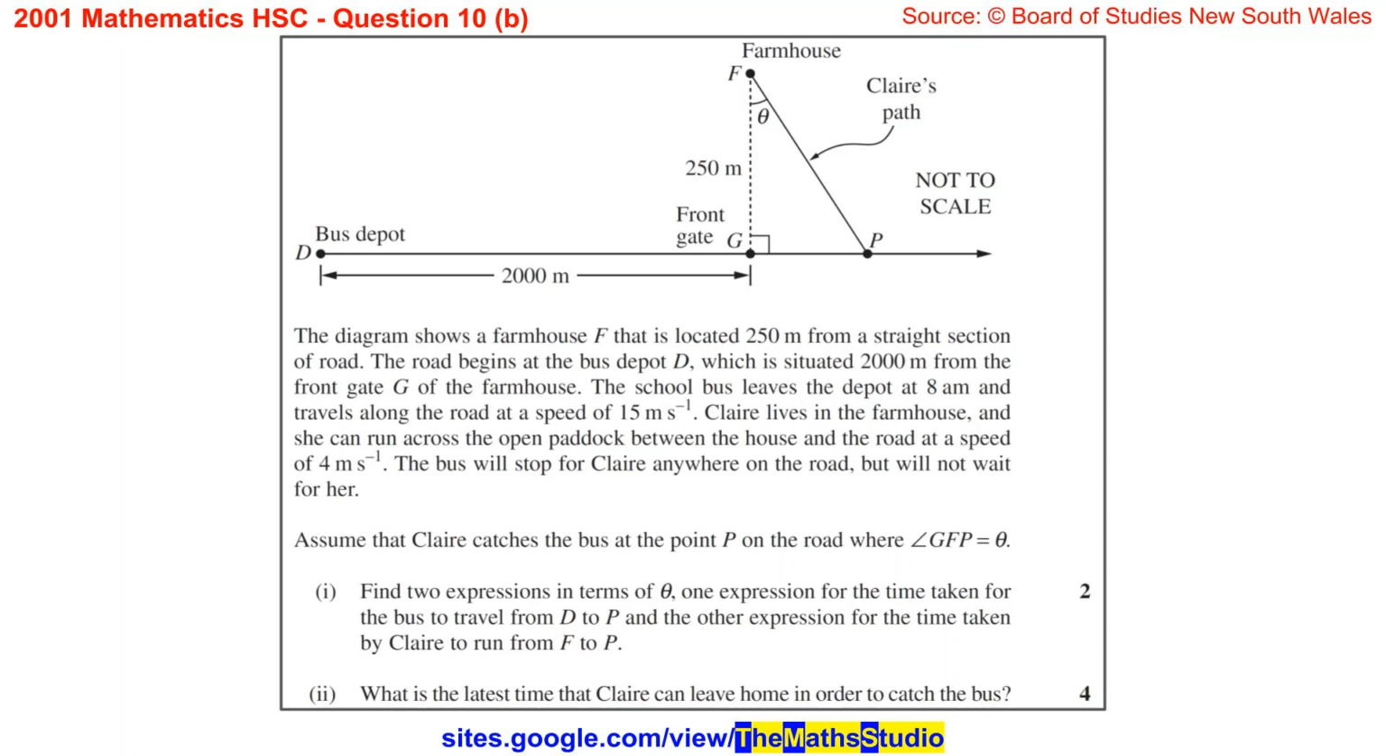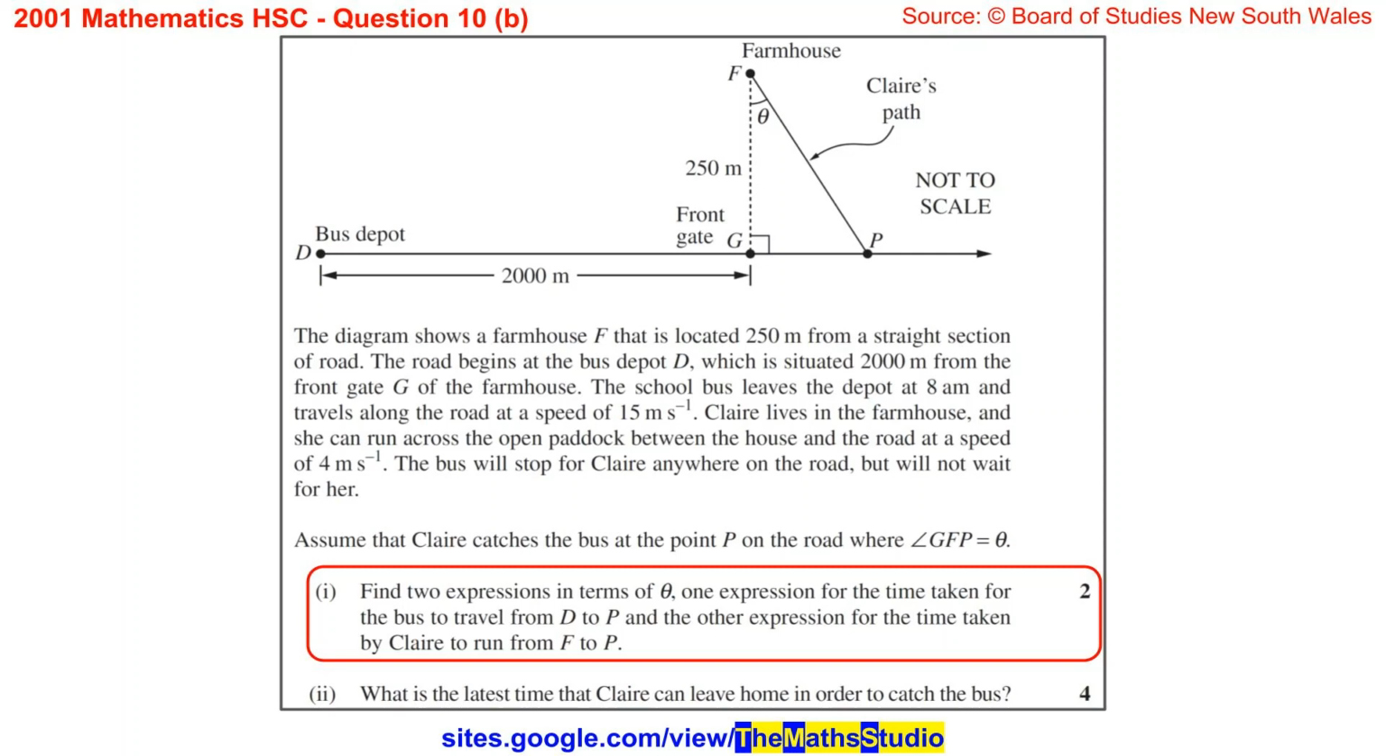Claire lives in the farmhouse and she can run across the open paddock between the house and the road at a speed of 4 metres per second. The bus will stop for Claire anywhere on the road but will not wait for her. Assume that Claire catches the bus at the point P on the road where angle GFP equals theta.